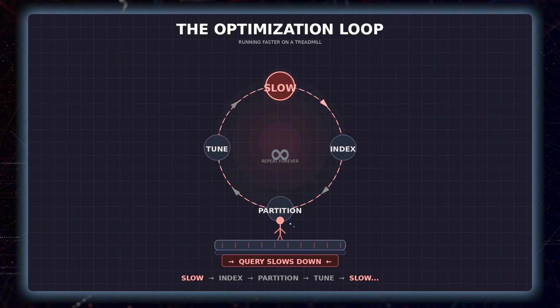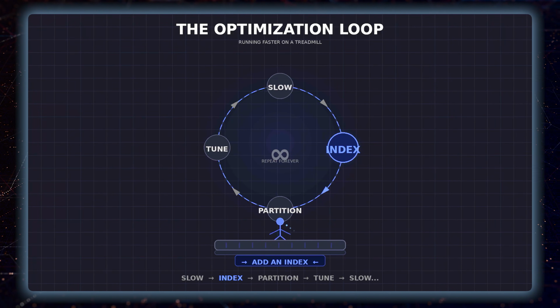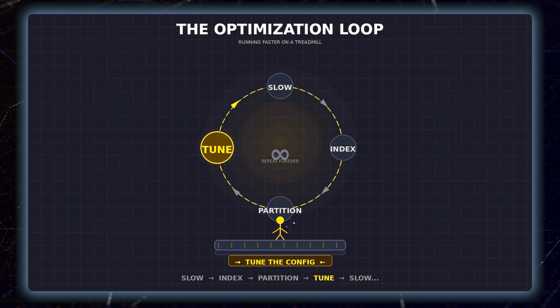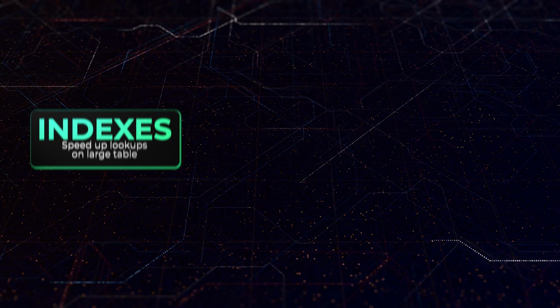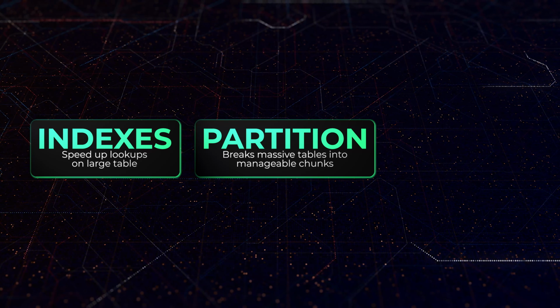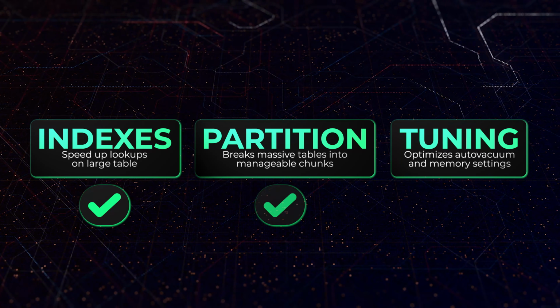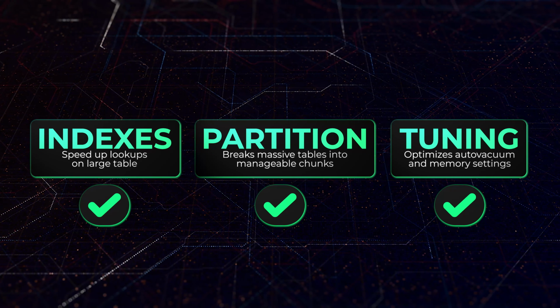And the worst part is that you know it's going to happen again. The table is still growing, the workload hasn't changed, and you're just running faster on a treadmill now, spending more money. Now here's the important part. None of these steps are wrong, right? Like adding an index is correct, partitioning the table is correct, tuning these configurations is correct.